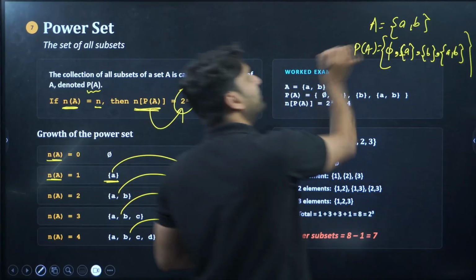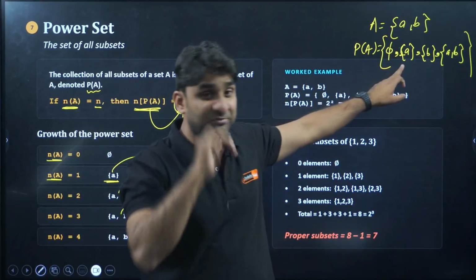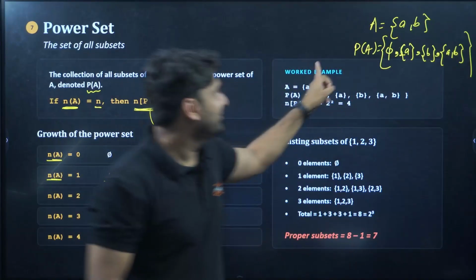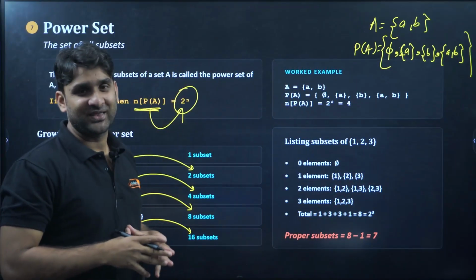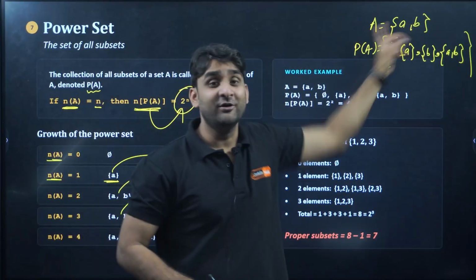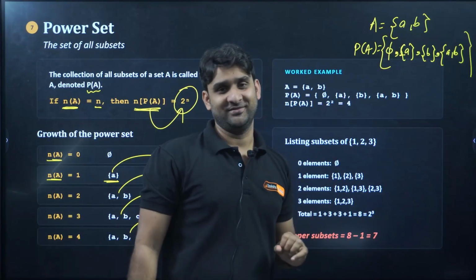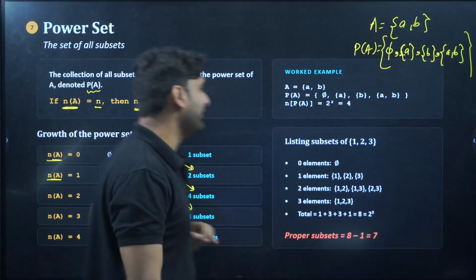This will become the power set. So how many subsets are there? 1, 2, 3, 4 subsets are there. So this is called the power set, guys. If 2 elements are there, 4 in the power set, how many elements will there be? 4. Clear everyone? This is really very important.